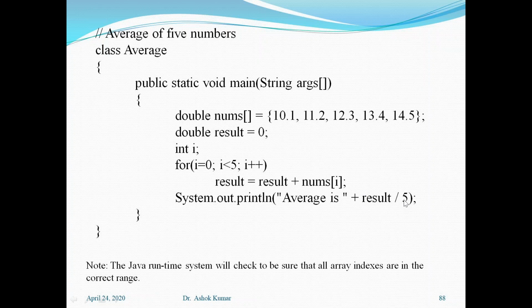So whenever the two operands are of different type, the operand with the lower range gets converted into the higher range operand. Because integer is of lower range and double is of higher range, the integer will get converted into double. Then this division operation will be performed, and you will get the result over here.